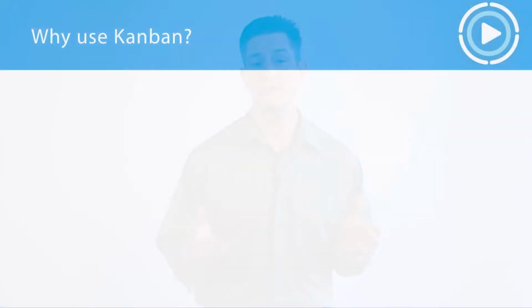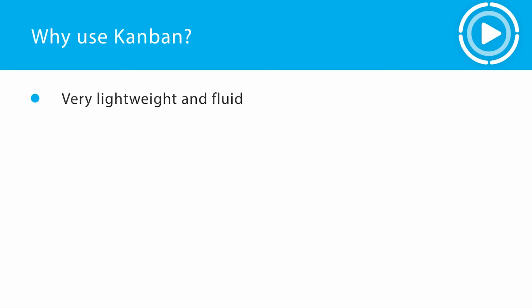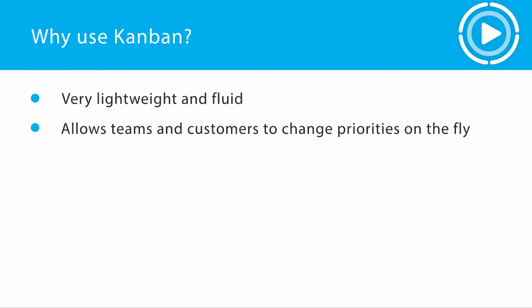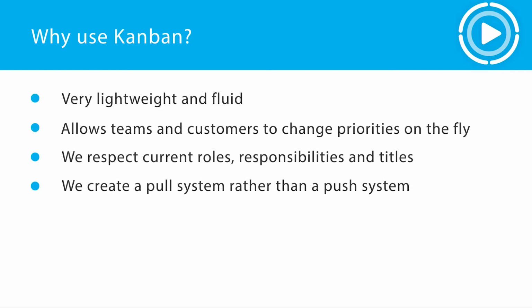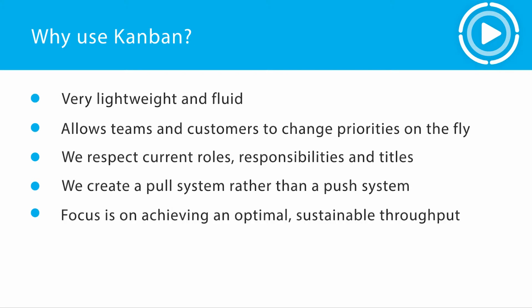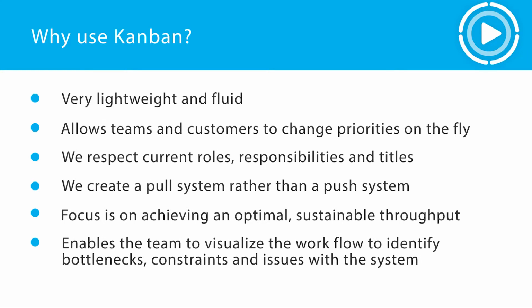Well, first of all, it's very lightweight and fluid. Also, it allows teams and customers to change priorities on the fly. You don't even have to wait till the next sprint. We respect current roles, responsibilities, and titles, and only change as needed and as we learn and mature. We create a pull system for work to flow rather than a push system that often causes queues. The focus of Kanban is achieving an optimal, sustainable throughput. And it enables the team to visualize the workflow to identify bottlenecks and constraints and any other issues with the system.